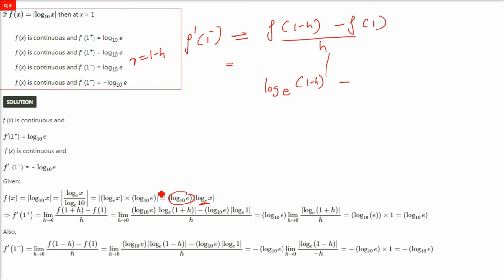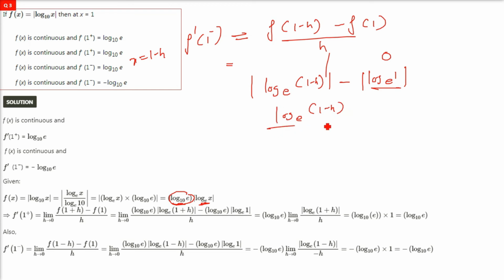So log(1 minus h), x is replaced by 1 minus h, minus f(1). So replace x by 1, so log base e 1, and take the modulus here. Okay. Log 1, as we just talked about, is 0. So replace it by 0 or remove it. Now log base e (1 minus h).